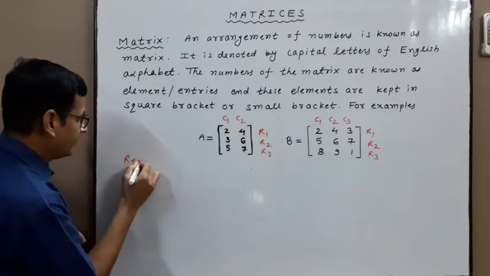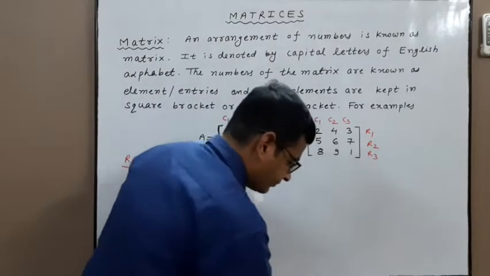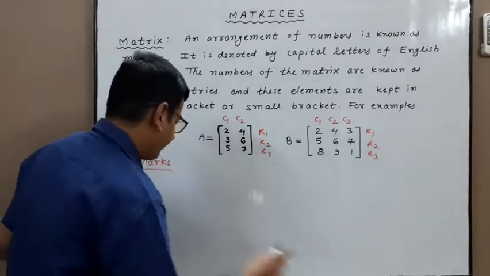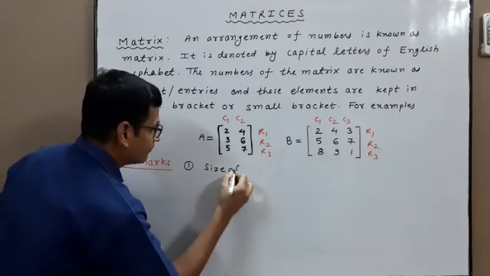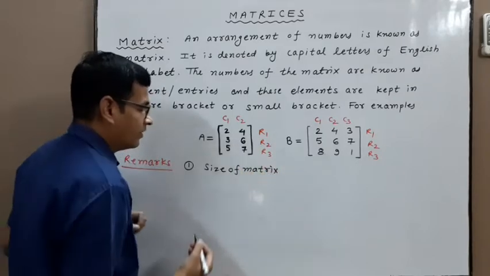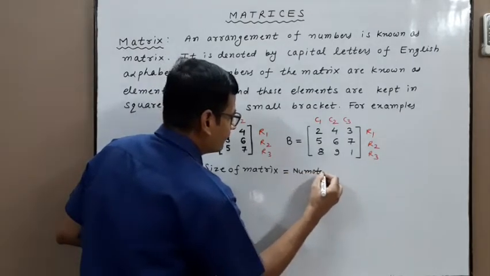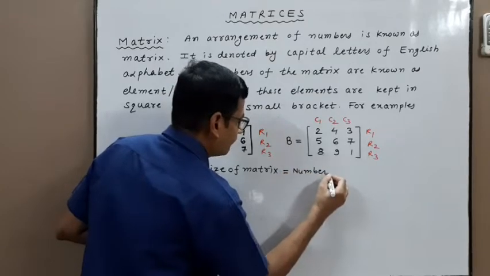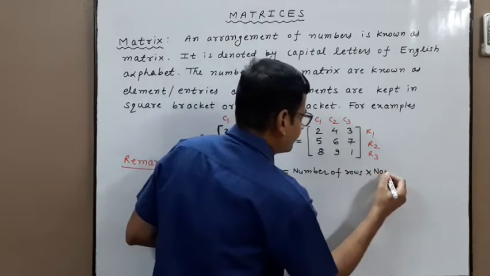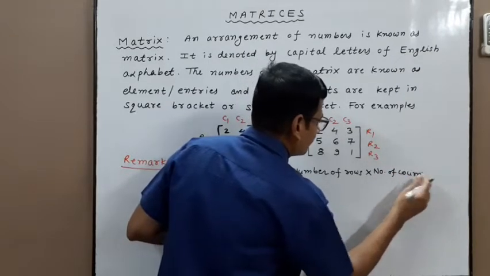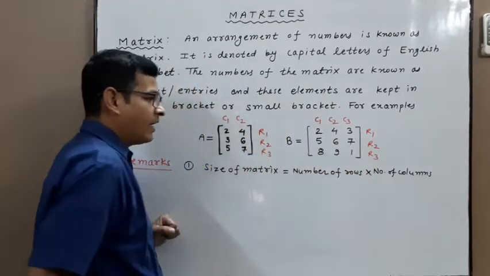Now remarks. Number 1. Size of matrix is equal to number of rows into number of columns. Number of rows by number of columns.